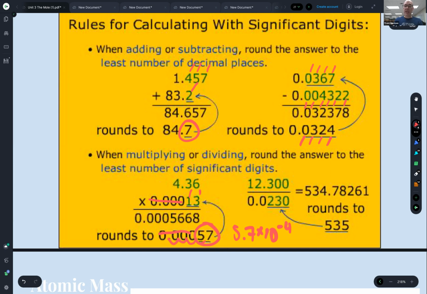Now, the second one, as I am dividing 1, 2, 3, 4, 5, 1, 2, 3. So my answer can only have 3. Don't forget to round when you cut off numbers.